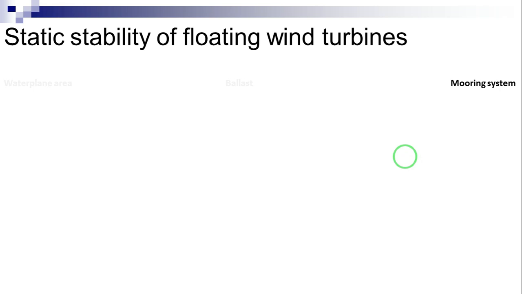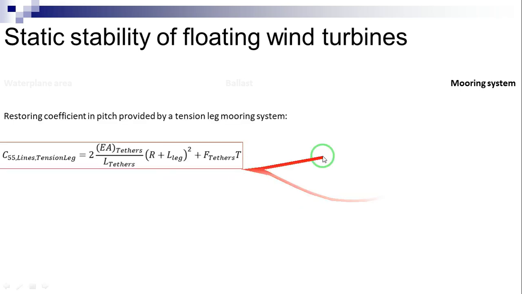The levels of restoring in pitch provided by catenary mooring systems are negligible compared to the amount of restoring required for structures capable of supporting large wind turbines. The restoring in pitch from catenary mooring lines is therefore taken as zero, and the structure itself is required to provide adequate restoring. For tension leg mooring systems, the magnitude of restoring provided is dependent on the stiffness of the mooring system and the radial location of the fairleads where the mooring lines attach to the structure. The restoring coefficient in pitch provided by a tension leg mooring system is given by this equation.